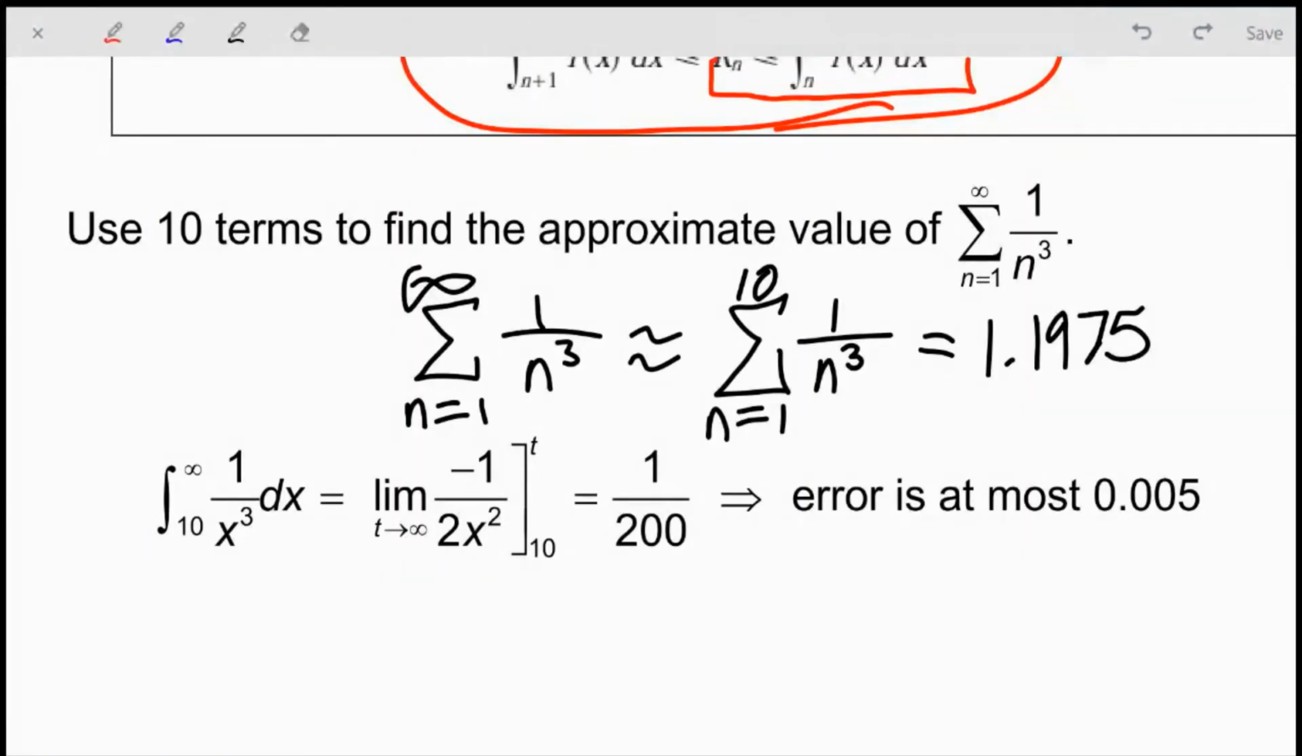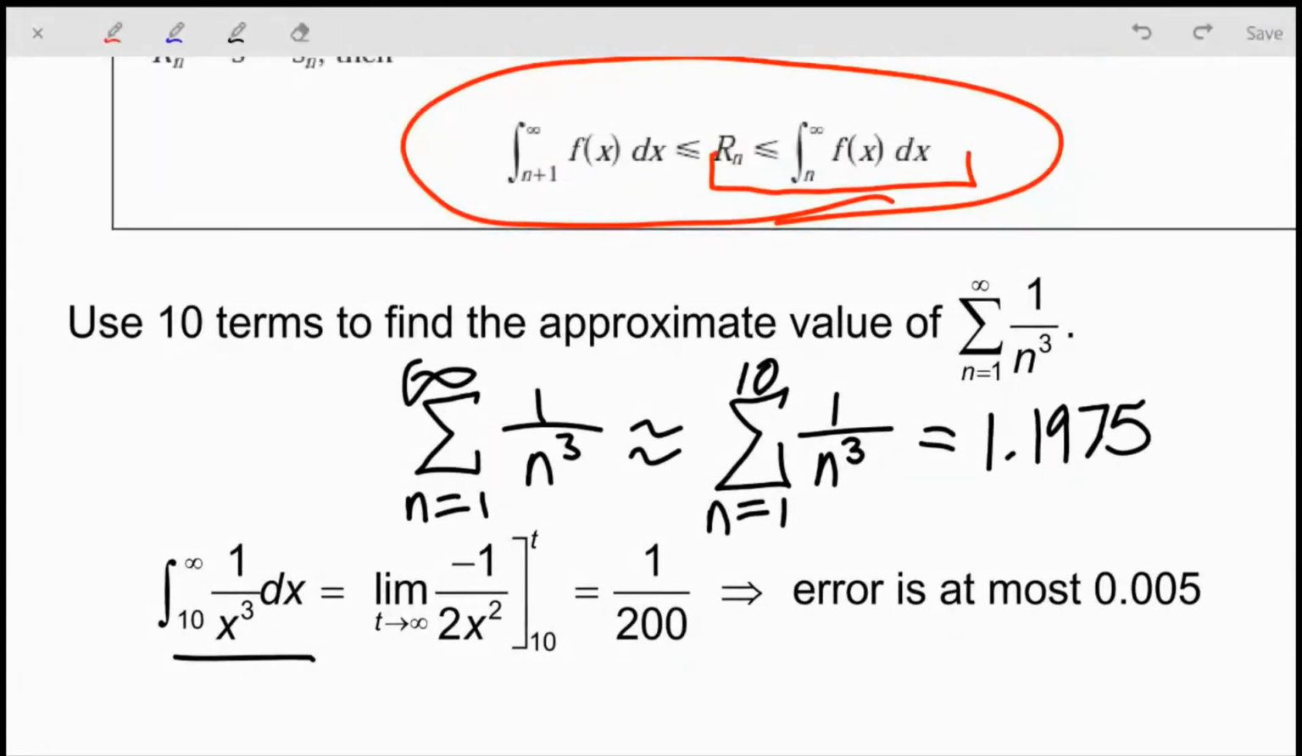So I've got this integral going from 10 to infinity. And I'm doing that because that's the upper bound on my error, right? It goes from n to infinity. Whatever term number I stop at, that's where I'm going to start my integral. So if I integrate from 10 to infinity, the same function rule, 1 over x cubed, I get 1 over 200. So that's telling me that those remaining rectangles, the ones that I haven't added up yet, have to be smaller than 1 over 200 because that's what the remaining integral value is. So the error then is at most 0.005.